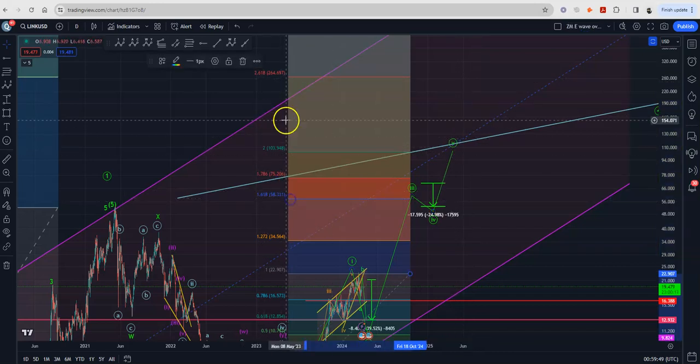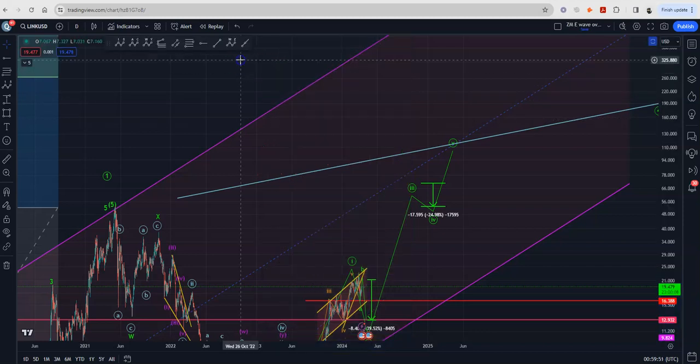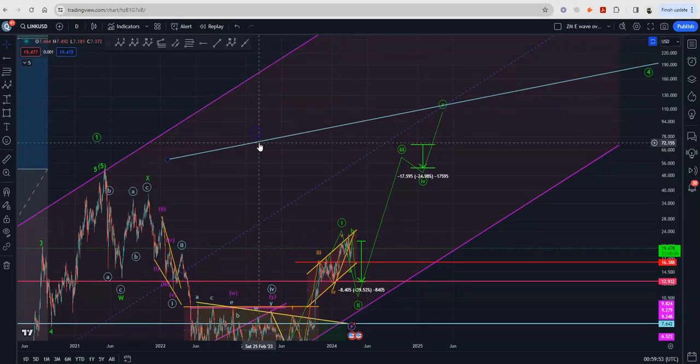There you have it, folks. Chainlink is about to have a dump before the pump.